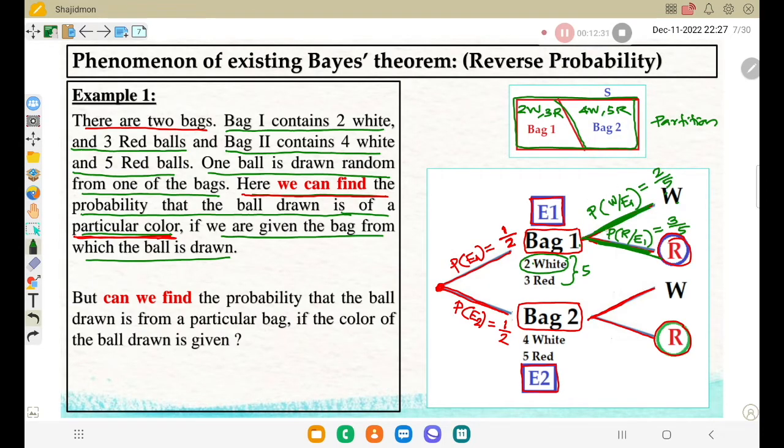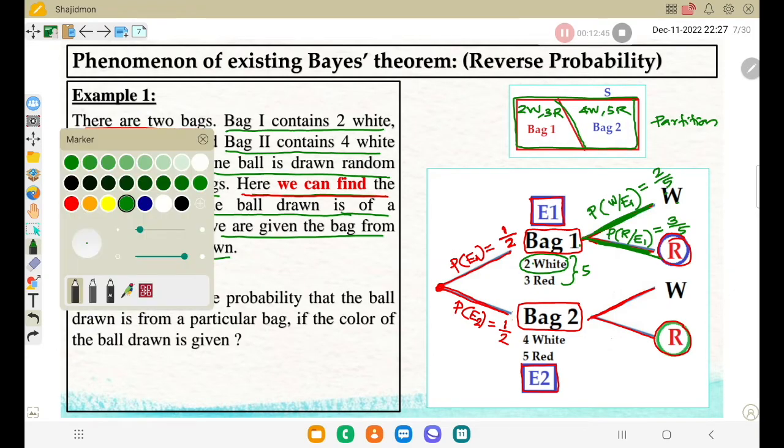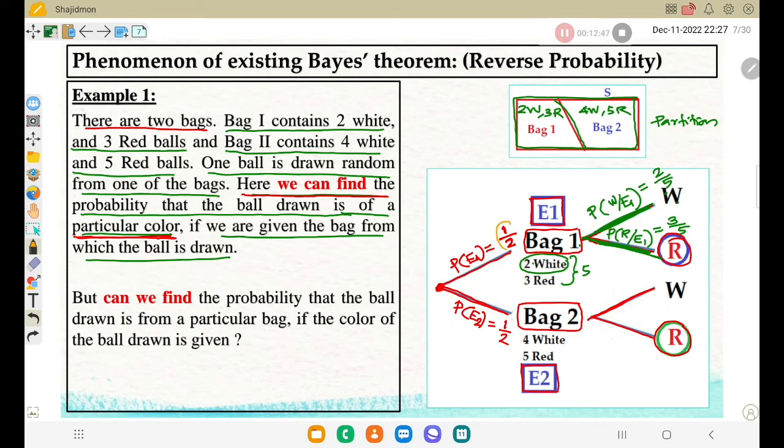Probability of a white ball from bag number 1, 2 by 5. Probability of a red ball from bag number 1, 3 divided by 5. If you add these two, 2 divided by 5 plus 3 divided by 5, you will get 1, the total probability, correct? And here also, see, this half plus this half, you will get 1, total probability. Here also 2 divided by 5 plus 3 divided by 5, you will get 1, total probability.